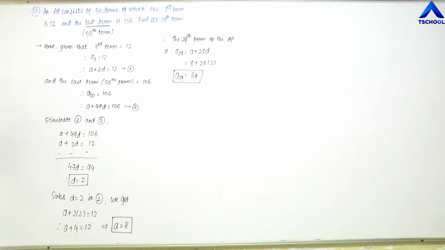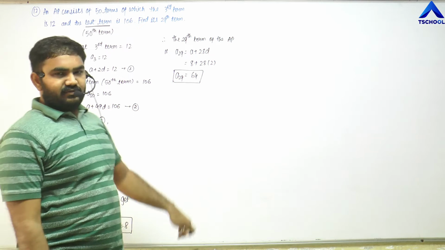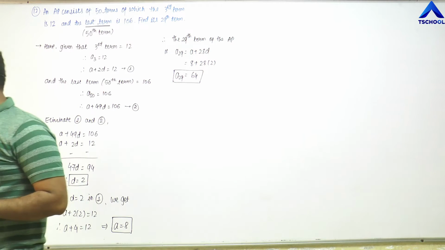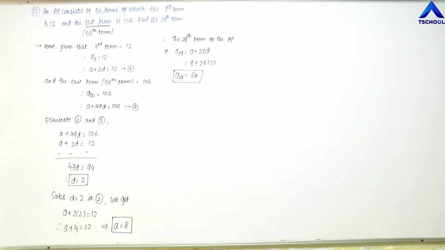So the 29th term of the given arithmetic progression, or the AP, that is consisting of 50 terms, is the value 64. Is it clear to you, friends? Right? So that is now the kind of sum that we were talking about.